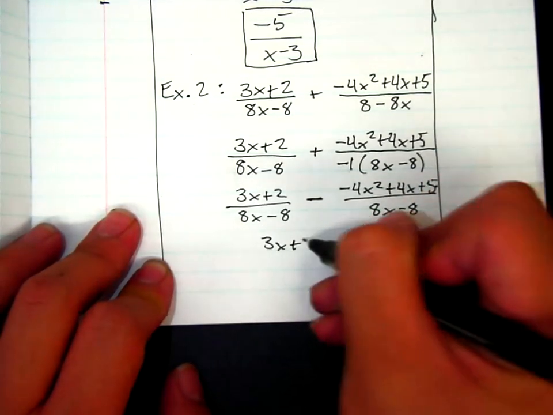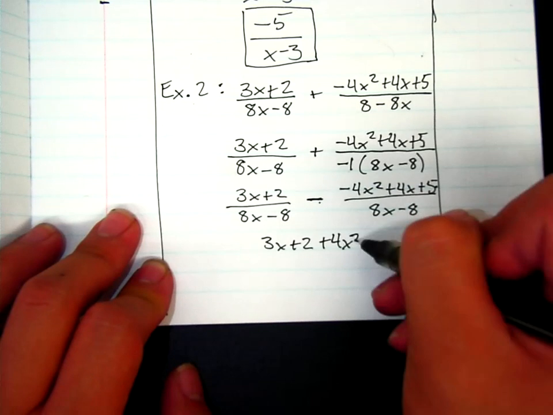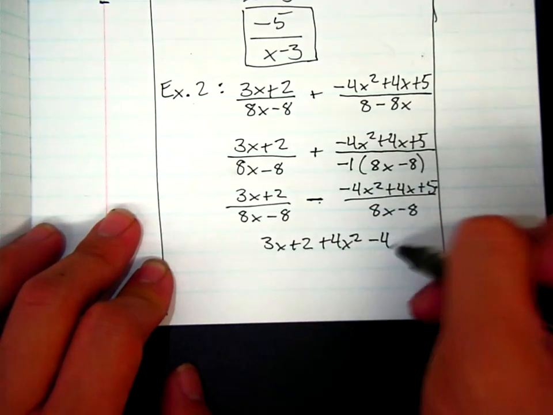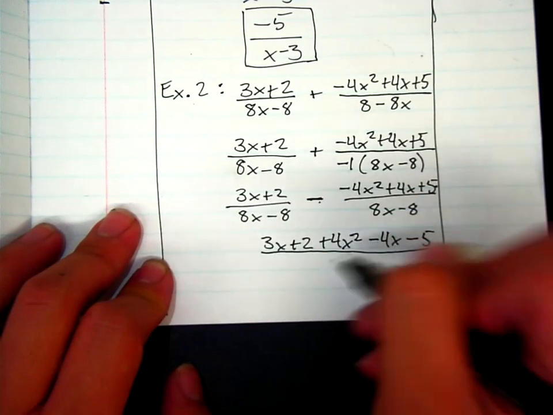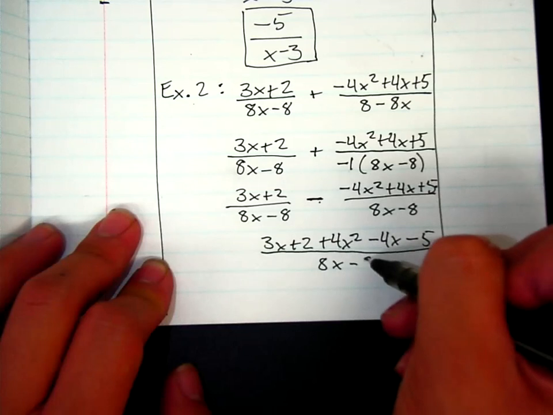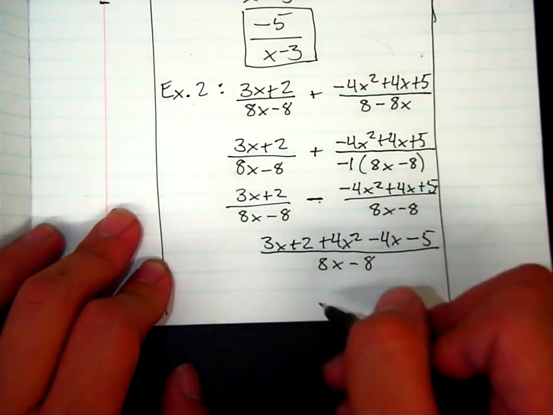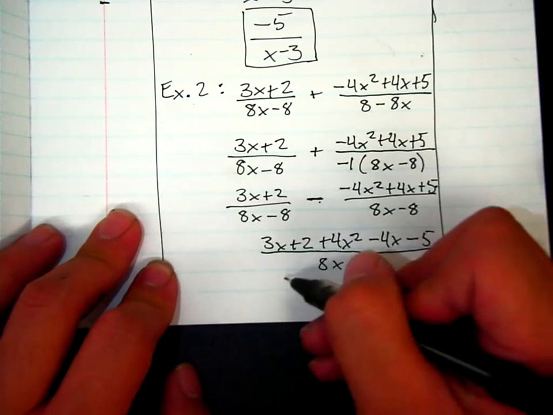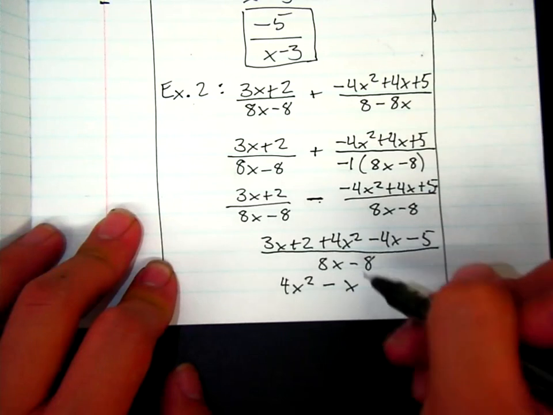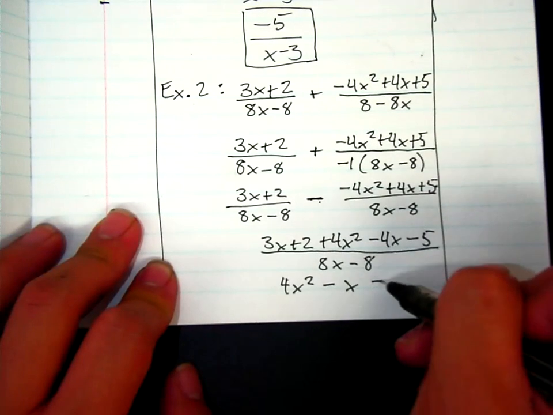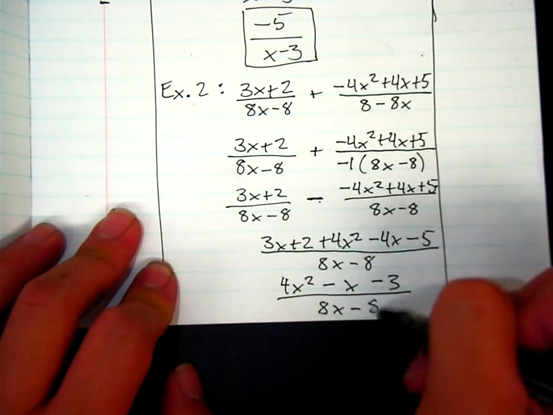And I see that 3x plus 2 is going to be plus 4x squared minus 4x minus 5. All of that will be over 8x minus 8, the common denominator. On the top now, I need to simplify as much as I can. I have 4x squared minus x plus 2 minus 5, that will be minus 3, all over 8x minus 8.